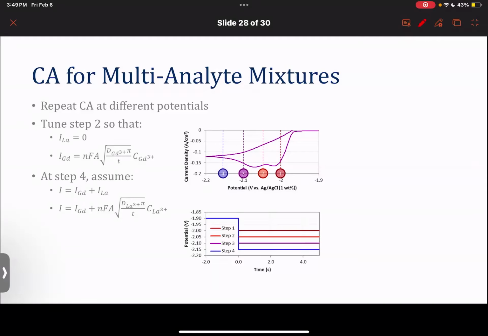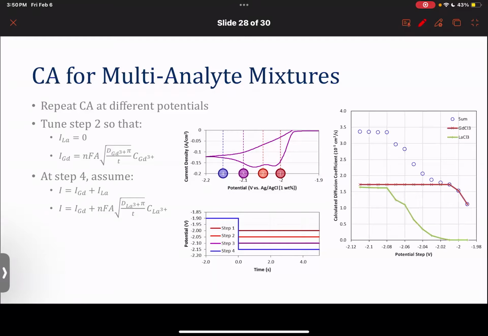What I'm going to do is try and tune step 2 and maybe a couple steps in there so that I get the gadolinium diffusion limited current before lanthanum starts to deposit. And then I'm going to record maybe at step 4 the diffusion limited current of gadolinium and lanthanum combined. But if I previously know the diffusion limited current for gadolinium from step 2, I can then subtract that out to get the properties or concentration of lanthanum.